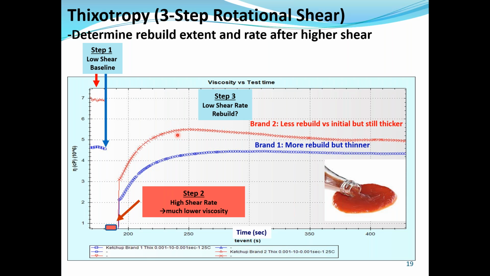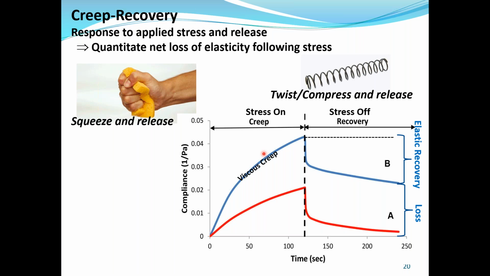So again, it's looking at the quality of your material as it's exposed, and then the shear rate is decreased. Again, you want your ketchup to pour out of the bottle at a high shear rate. We also want it to rebuild once it's on your food. You don't want it to be pouring off and flowing off.